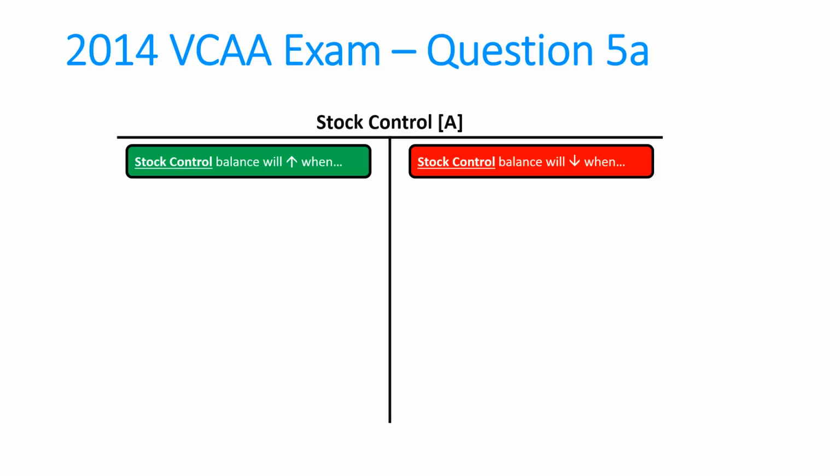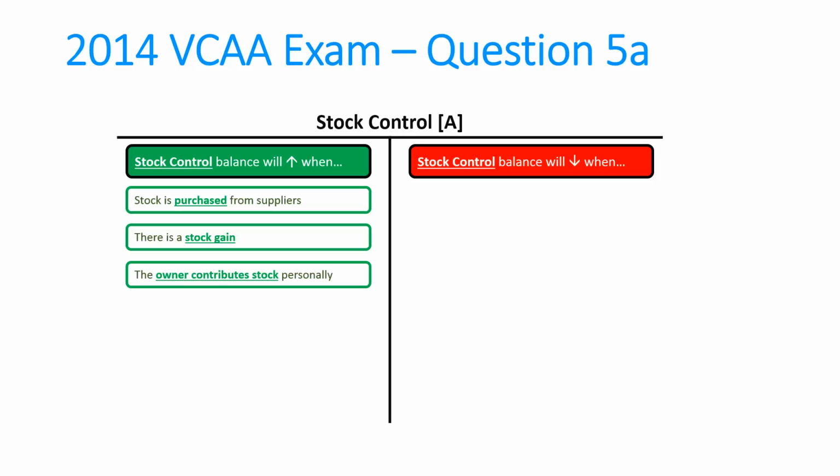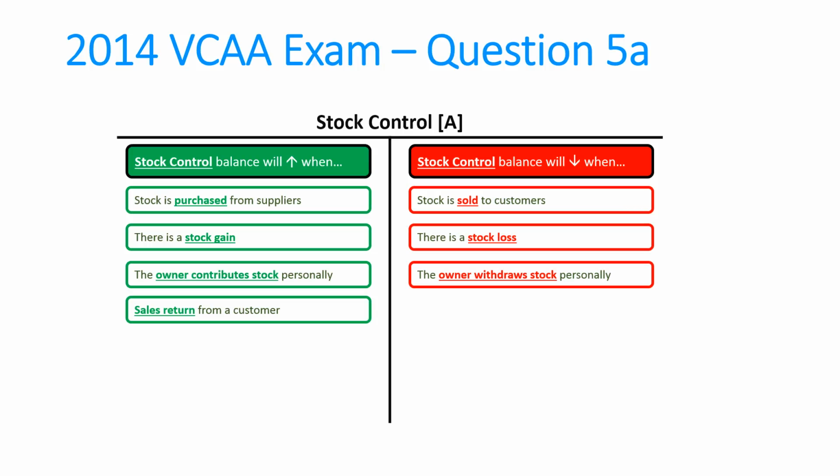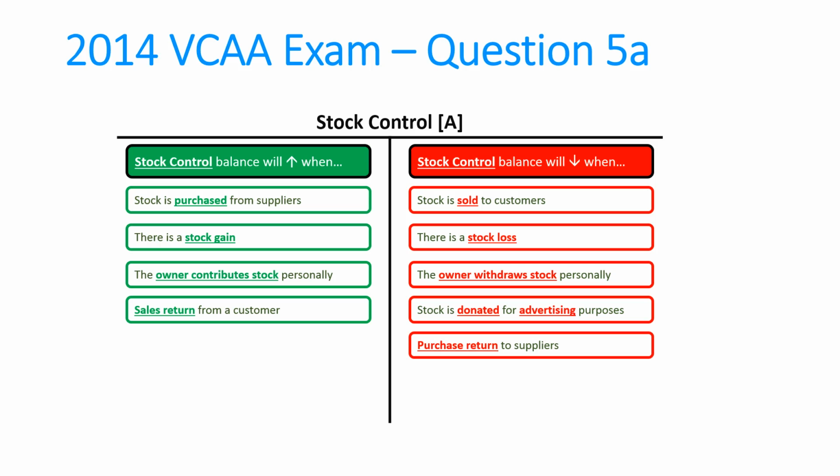So the best way to answer this question, it's more difficult than it seems. You really need to remember what makes stock go up and what makes stock go down. The things that will make stock go up will be buying stock from suppliers, stock gain, the owner contributing stock, and sales returns. The things that will make stock go down will be selling it, stock losses, drawings, donating stock for advertising purposes, purchase returns, and stock write-downs to the net realizable value.